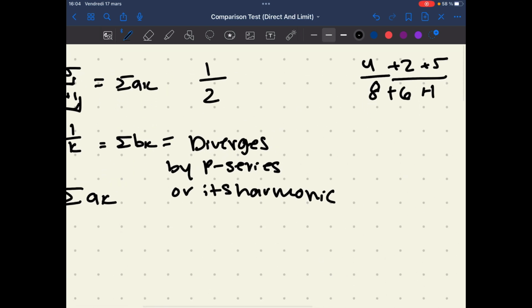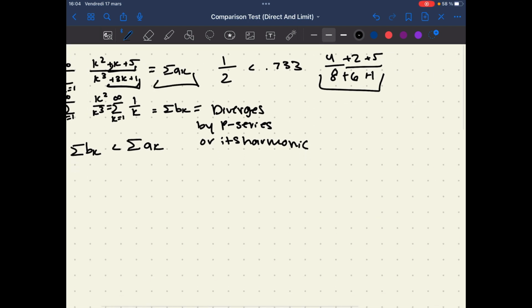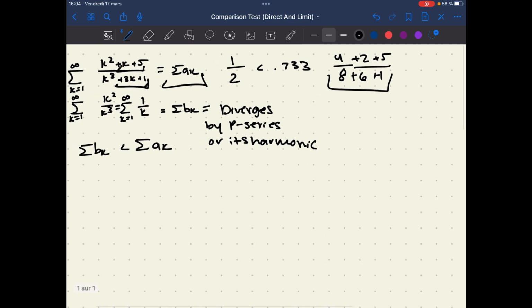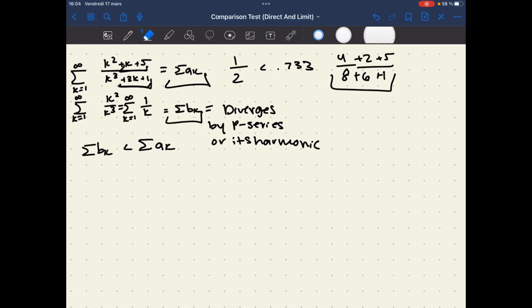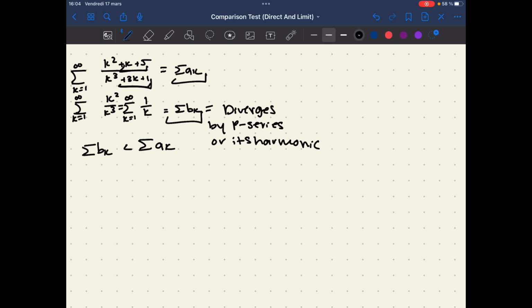Okay, yeah. This approximates to about 0.733. And this shows that this series right here, the series of a sub k, will be basically bigger than the series of b sub k for all your numbers. So you know that this 1 over 2 is just basically 0.5. 0.5 is less than 0.733. That's basically proving that a sub k is bigger than b sub k.